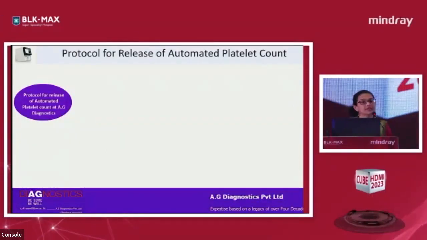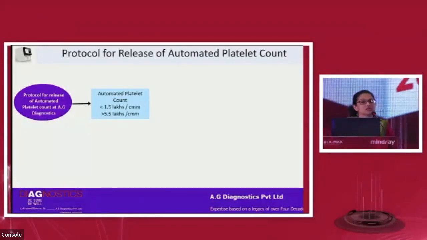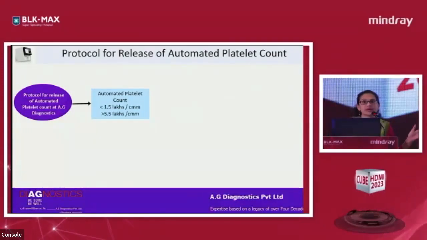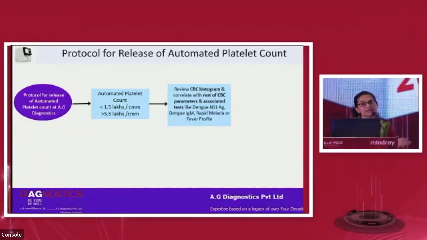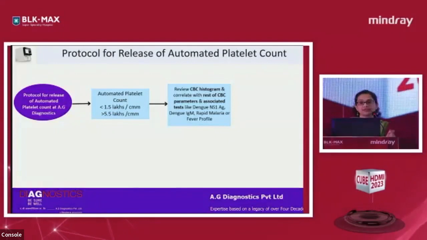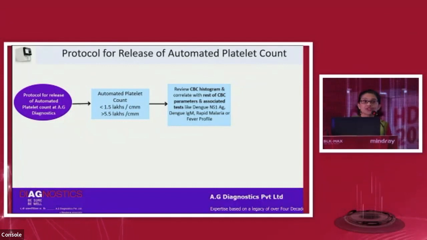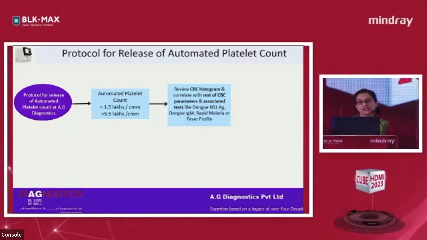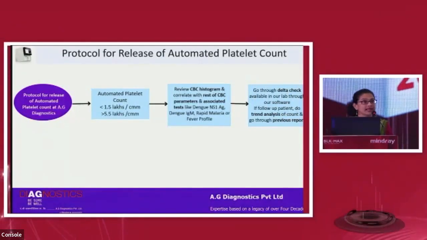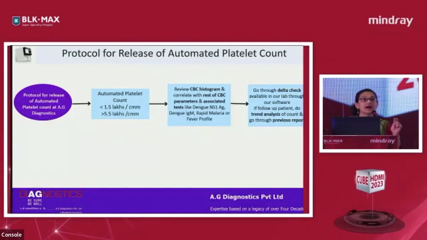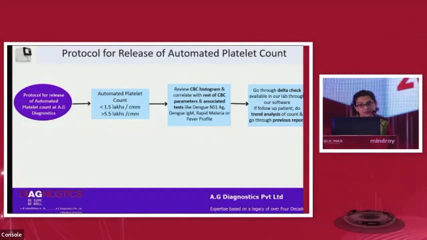Accordingly, we have a stringent protocol for release of automated platelet count at AG Diagnostics. We review any counts less than 1.5 lakhs or more than 5.5 lakhs per cubic millimeter of platelets, in which case we review the CBC histogram and correlate with the rest of the CBC parameters and associated tests requested like dengue NS1 or IgM, rapid malaria and fever profile. We go through the delta check available in our lab through our software. If it is our own follow-up patient, we do trend analysis of the count and go through the previous report.